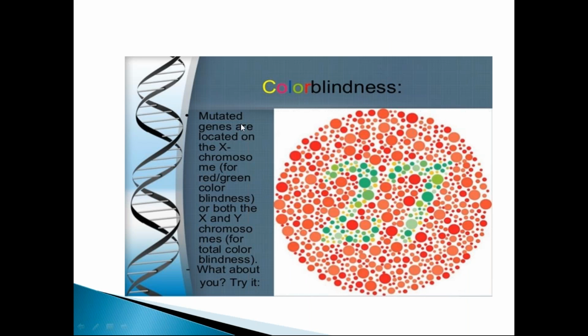The example is color blindness. Mutated genes are located in the X chromosome. They have red-green color blindness. Both X and Y chromosomes may be affected, causing total color blindness.